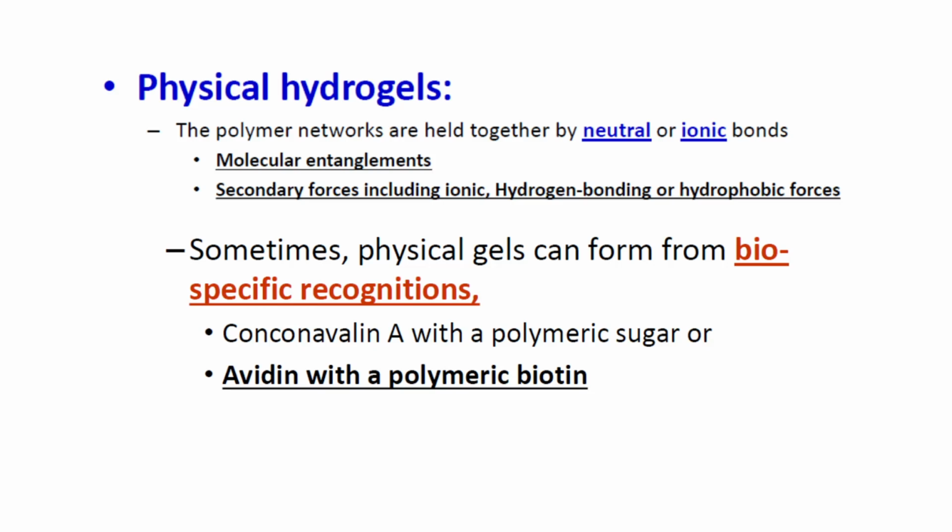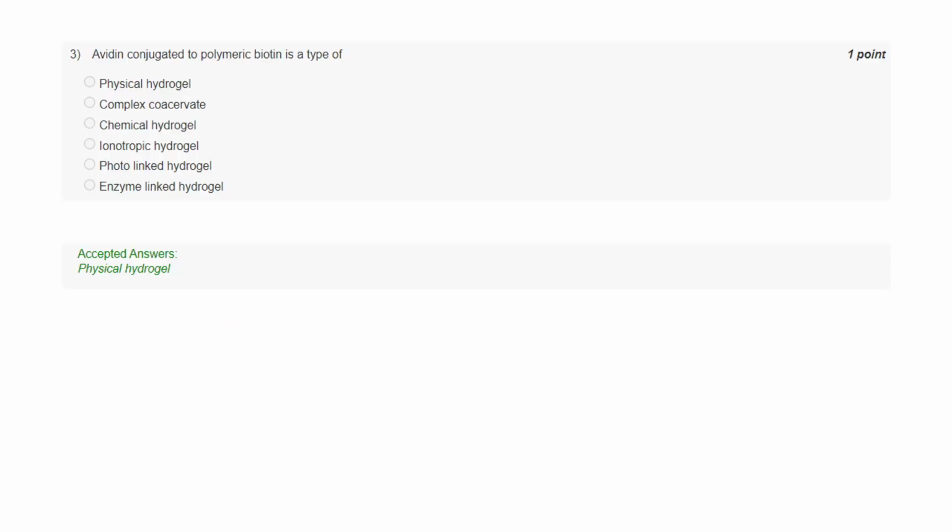Now, one example of physical hydrogels is physical gels which can be formed from biospecific recognitions. As you know, biomolecules, if they're very specific to each other, can form a very strong hydrogen bonding. There need not be any covalent bonding for them to stay together. It can be a play of secondary forces. One such example is avidin with a polymeric biotin. That's why avidin conjugated to polymeric biotin is a type of physical hydrogel. Clear?